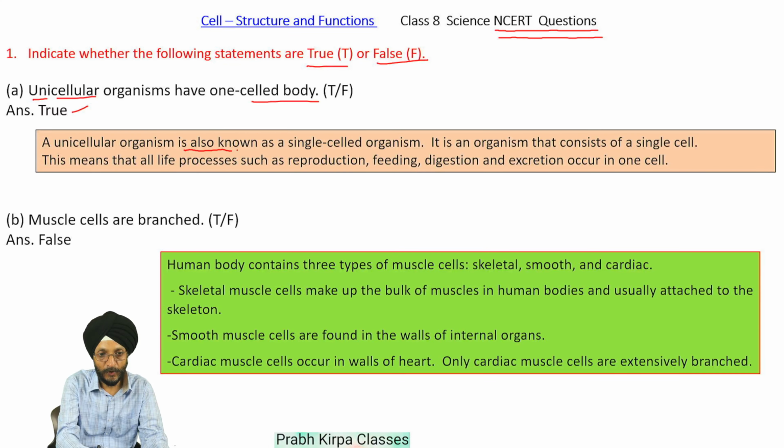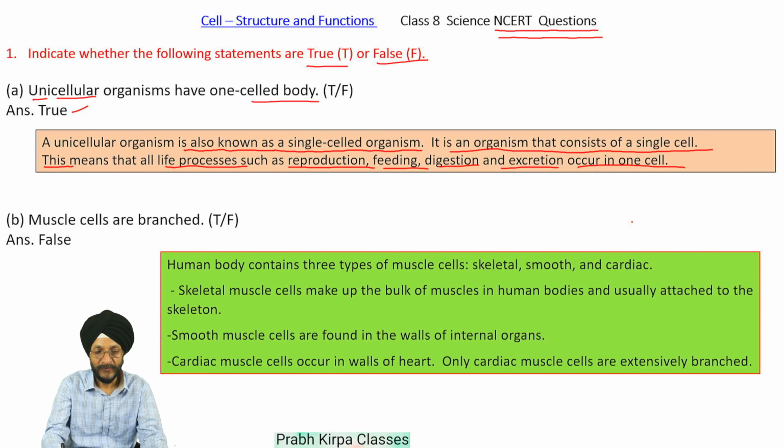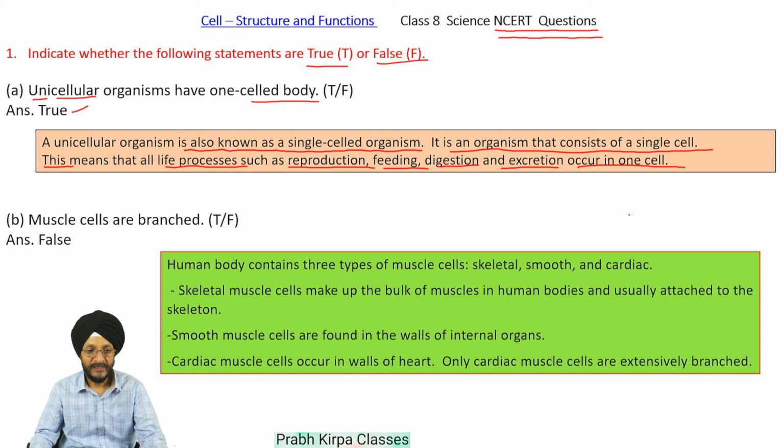A unicellular organism is also known as a single celled organism. It is an organism that consists of a single cell. This means that all life processes such as reproduction, feeding, digestion, and excretion occur in one cell. You have already observed that an amoeba, which is a unicellular organism, performs all the functions. Amoeba has only one cell.